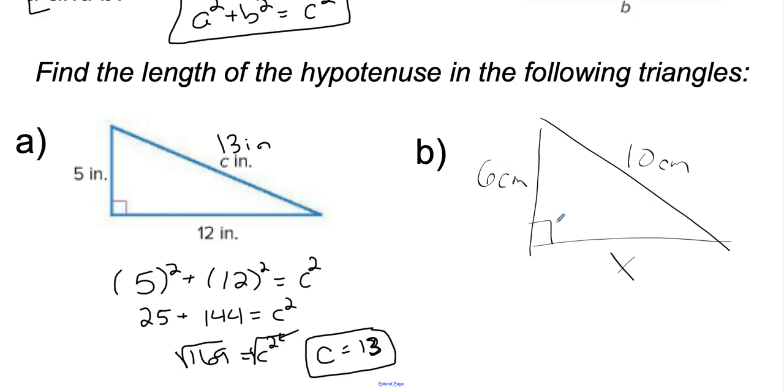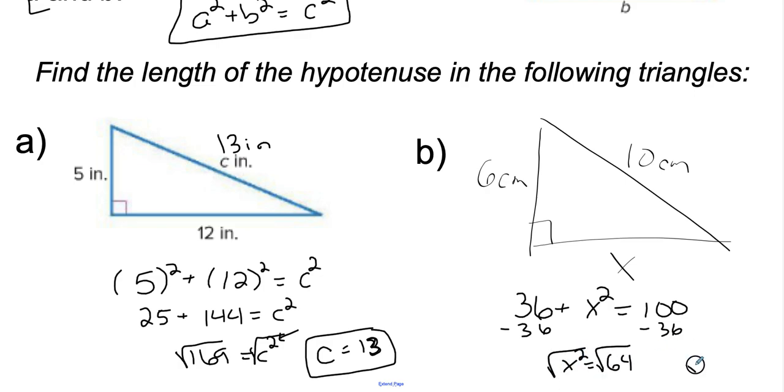So let's try B together. This one's going to be formatted a little bit differently because we're going to have the equals 10 squared off to the right, and we're going to have to solve for x squared. So 6 squared, 36, plus x squared equals 100. Move the 36 over. X squared equals 64, and then again undo the square. So x equals square root of 64, which is 8. That again is another Pythagorean triple, 6, 8, 10.